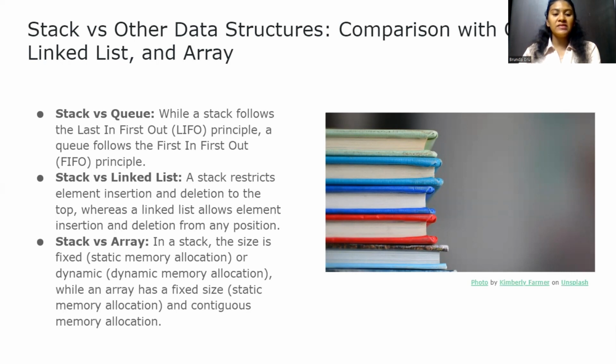Stack versus array. In a stack, the size is fixed, that is static memory allocation, or dynamic memory allocation, while an array has a fixed size, that is static memory allocation and contiguous memory allocation.